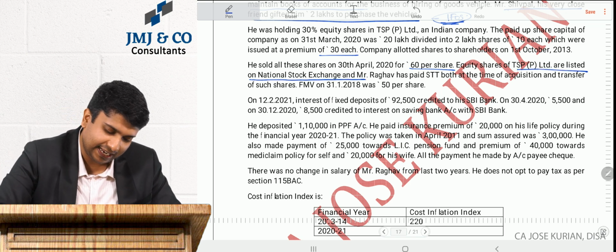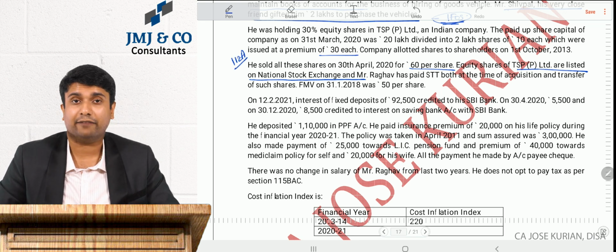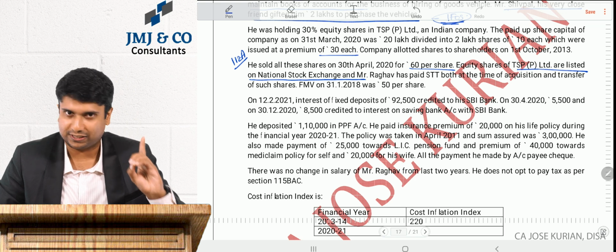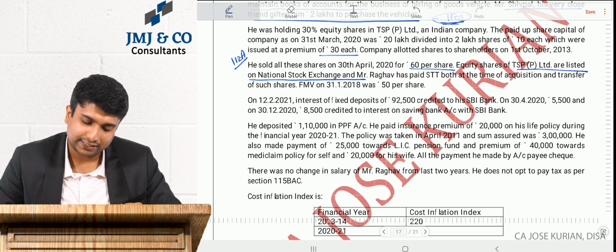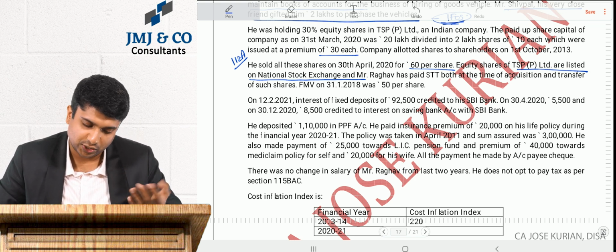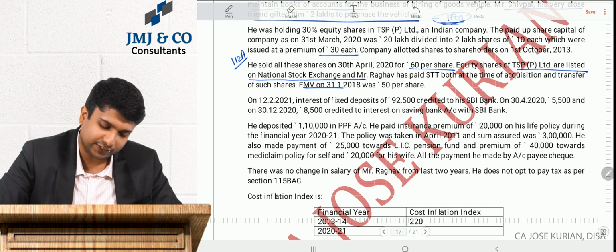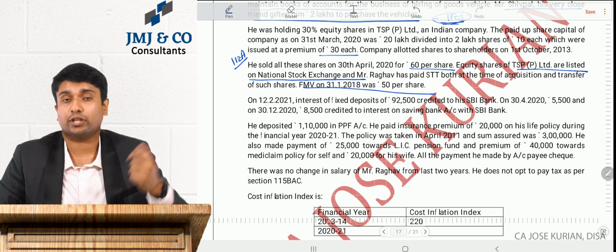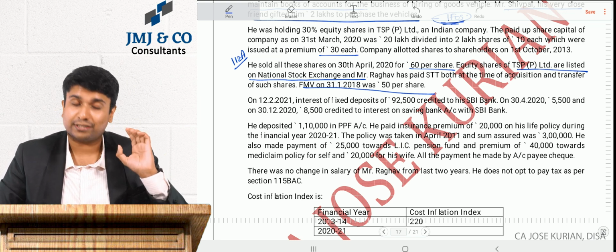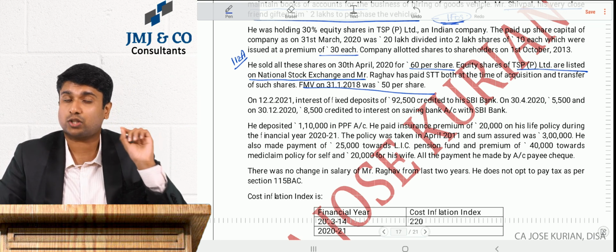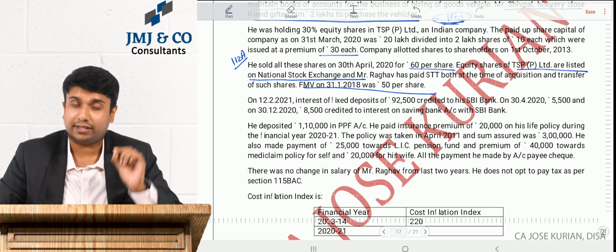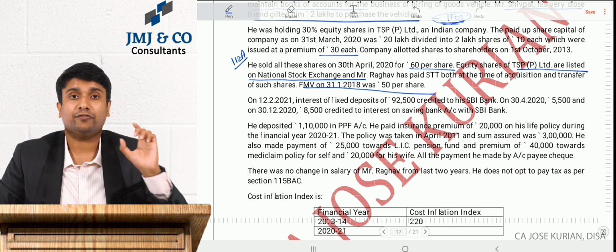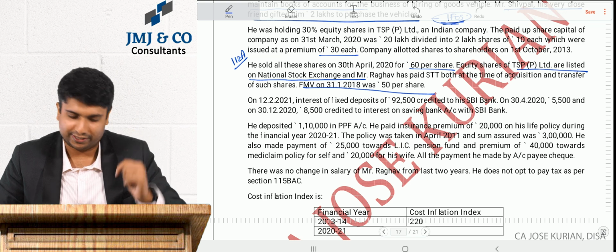So it will be dealt under 112A. Alright, it will be long-term capital gain to be computed under 112A. That is the hint. So Rajiv has paid STT both at the time of acquisition and at the time of transfer, and the fair market value as on 31st January 2018 was 50 per share. So friends, it is computation under 112A, and the share is purchased on or before 31st January 2018, so the cost of acquisition determination also has a speciality.